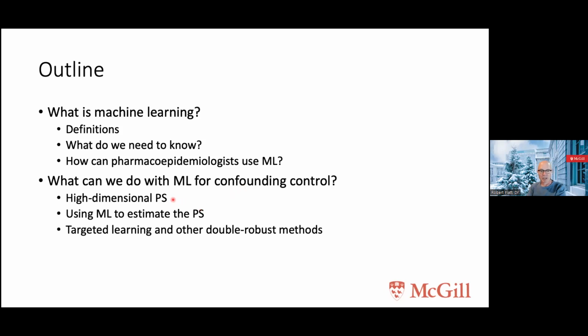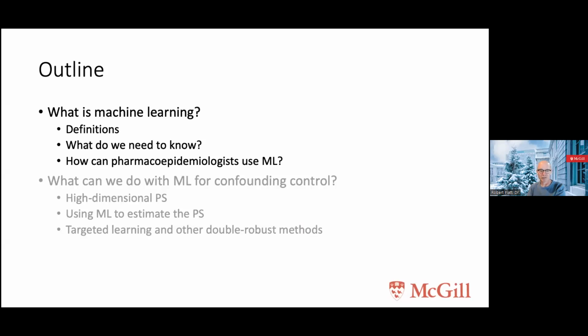And we'll focus a little bit on the high dimensional propensity score, which we can think of as very basic machine learning, and then some more sophisticated methods. And then I'll end with some discussion of targeted learning and other double robust methods, which is sort of the most cutting edge work I'll talk about today. I can't promise I'll get all the way to the end here. I think the talk is probably a little bit too long, but we will see where we get.